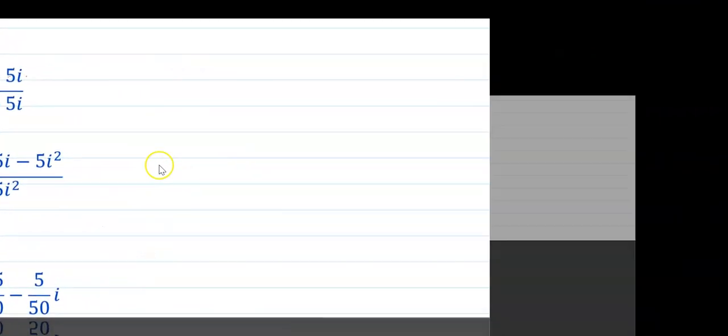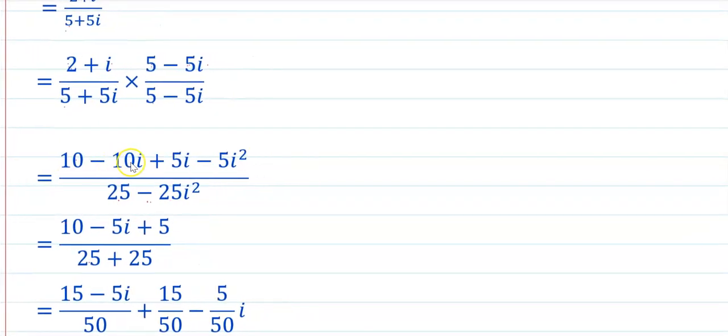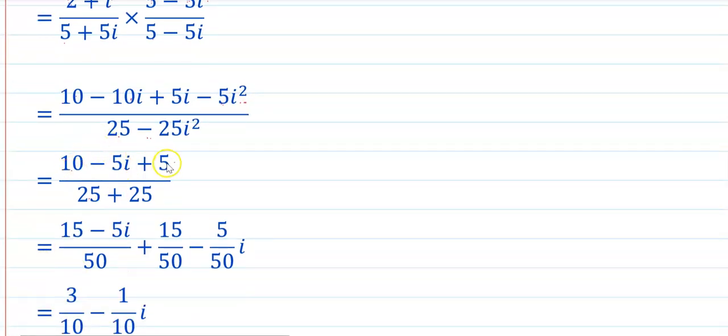What about the numerator? This is a 10. Minus 10I plus 5I, you are getting minus 5I. Again minus 5 into I square, I square is minus 1, minus 5 into minus 1, hence it is a plus 5. Next 10 plus 5, 15 minus 5I upon 50.